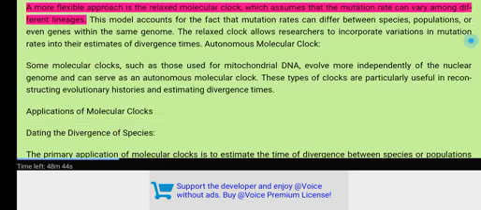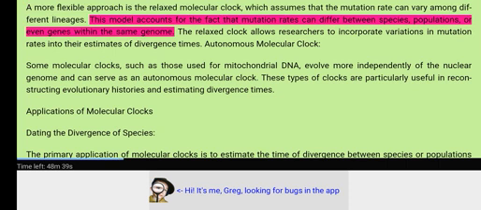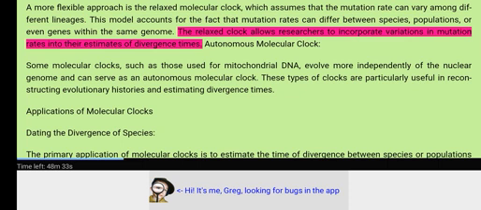Relaxed molecular clock. A flexible approach is the relaxed molecular clock, which assumes that the mutation rate can vary among different lineages. This model accounts for the fact that mutation rates can differ between species, populations, or even genes within the same genome. The relaxed clock allows researchers to incorporate variations in mutation rates into their estimates of divergence times.